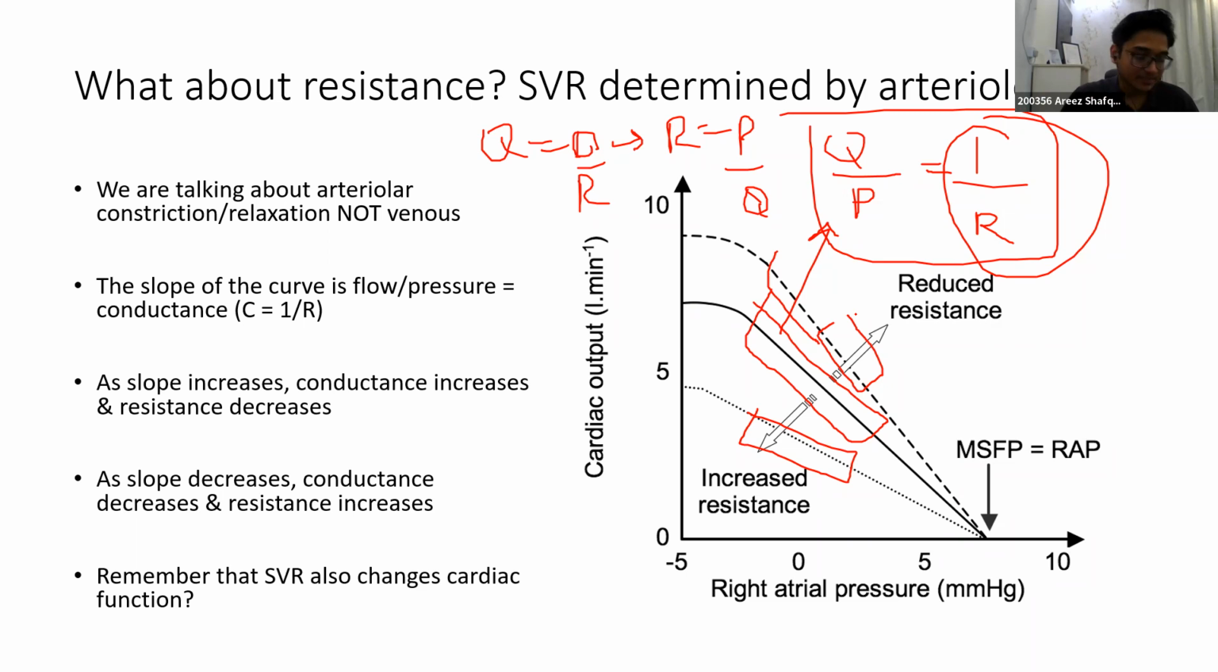Similar to compliance. Compliance is how easily something stretches to accommodate volume. Okay, we're not talking about compliance. Compliance is to do with the veins. We're talking about arterioles here. If arterioles constrict, the resistance increases. The increased resistance will decrease the conductance. The conductance is the slope of this curve. If I decrease conductance, that means the slope will decrease. If I vasodilate, the resistance goes down, but the conductance goes up. That means the slope increases.